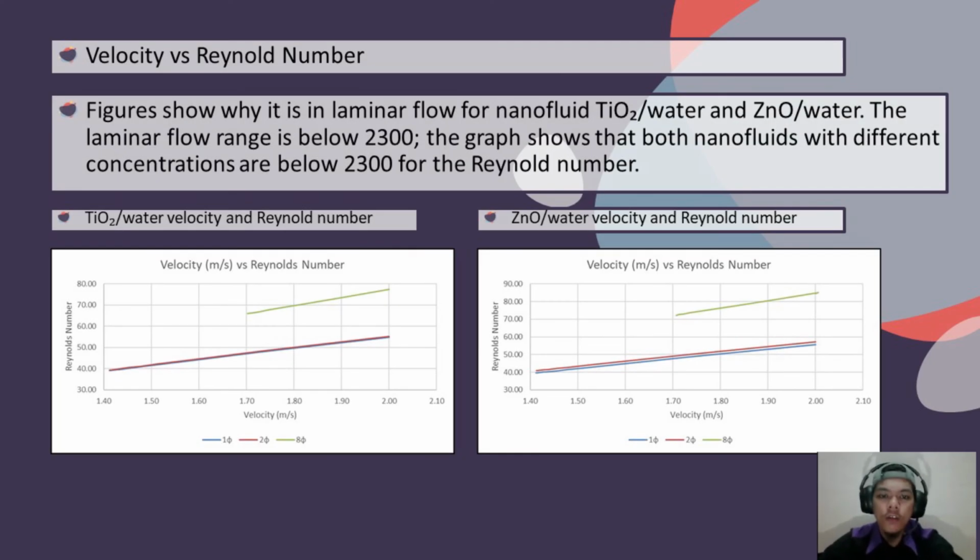Okay, next is velocity versus Reynolds number. The figure shows why it is laminar flow for nanofluid titanium oxide and zinc oxide water. The laminar flow range is below 2300. The graph shows that both nanofluids with different concentrations are below 2300 for Reynolds number. As I show in the graph, the two graphs of nanofluid are both below 2300.